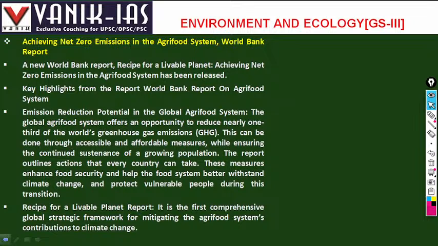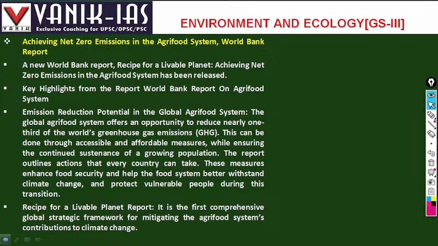Achieving net zero emission is the next target. Next topic is on environment and ecology: achieving net zero emission in the agri-food system, the World Bank report.